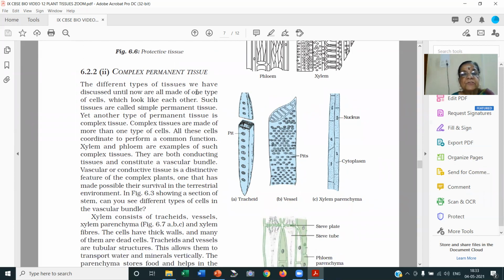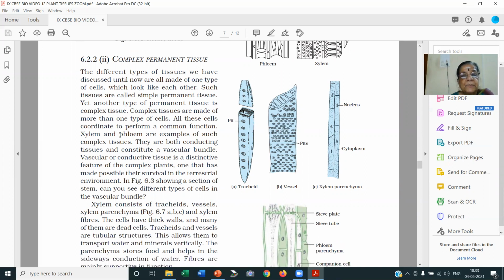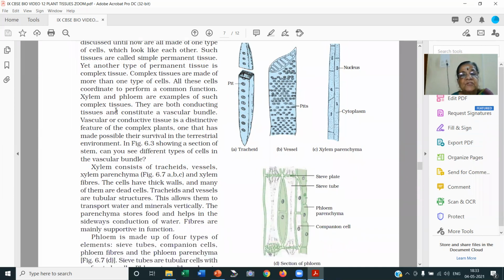The different types of tissues we have seen are made up of only one cell type, but here it is complex tissue. Right? So xylem and phloem are examples of complex tissues. They are both conducting tissues, where xylem conducts water and minerals from the roots to the leaf, whereas phloem conducts food material to all parts of the body. So xylem will show only unidirectional upward movement, whereas phloem will conduct in both directions and laterally. I hope you follow.